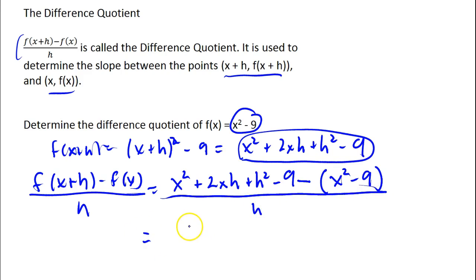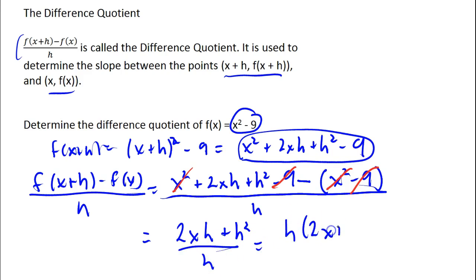Now let's combine similar terms. You'll notice that I have an x squared and a minus x squared. I have a negative 9 minus a negative 9. So all I have left on top is 2xh plus h squared all over h. I'm going to factor an h out of the top. And I'm going to cancel those h's. And my difference quotient for this function is 2x plus h.